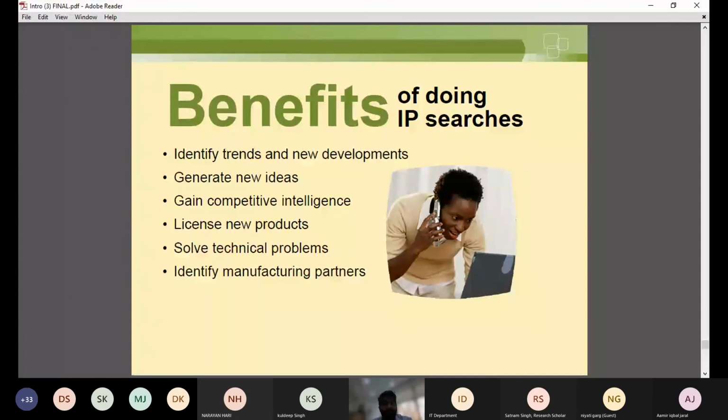And how can you do a basic IP search? Just go to Google, type Google Patents. Click on the first link. It is exactly similar to the Google dashboard, but here when you search any technology, you will only get results in the form of patent applications. That's it. By reading those patent applications, you can see what current advancements have been made in a particular field.